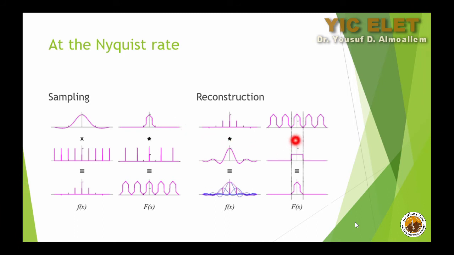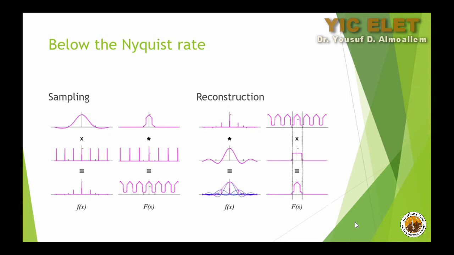In the time domain, the multiplication will be convolution, and the rect will be a sinc function. So if we convolve this with the sinc function, we will get this signal, which is somehow close to the original signal.